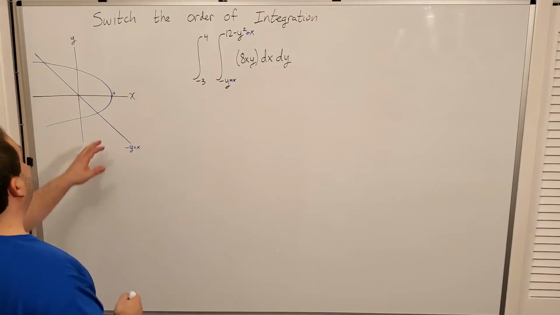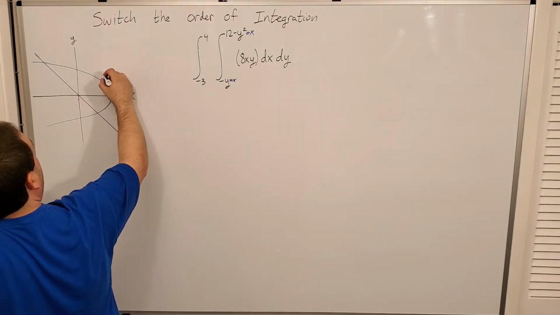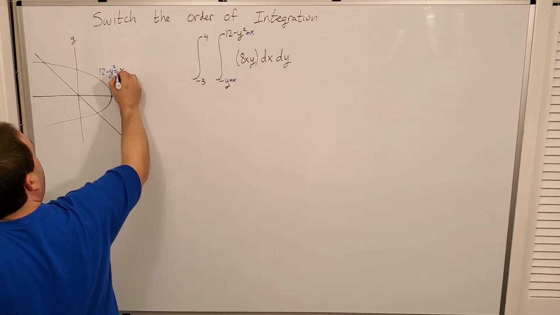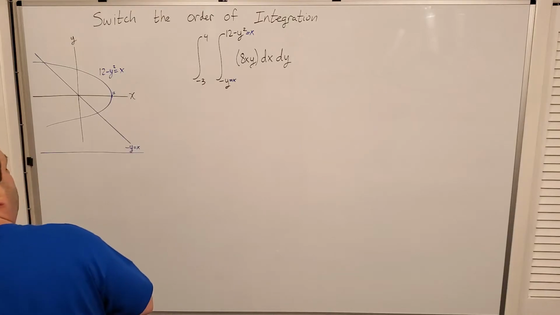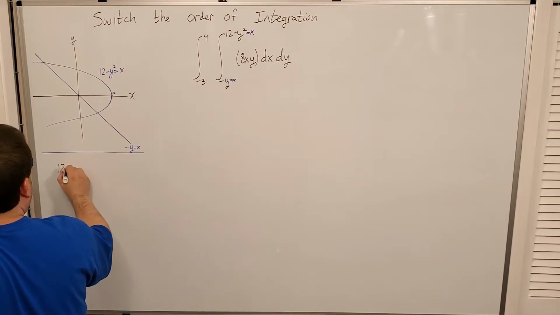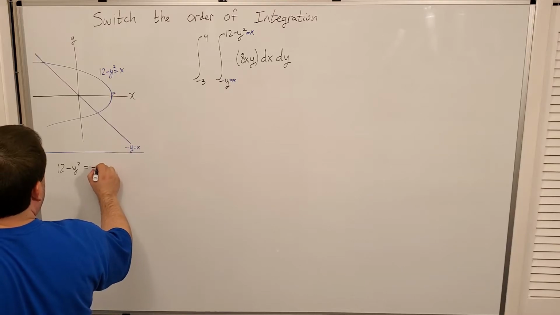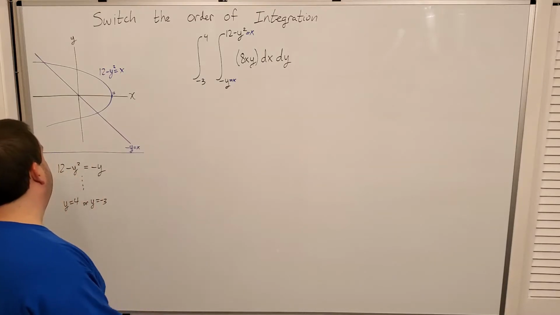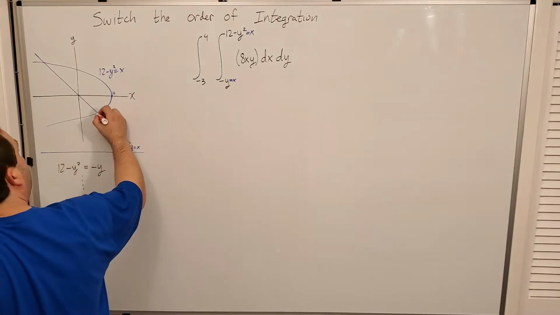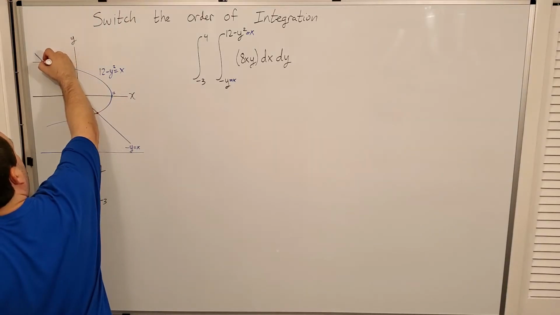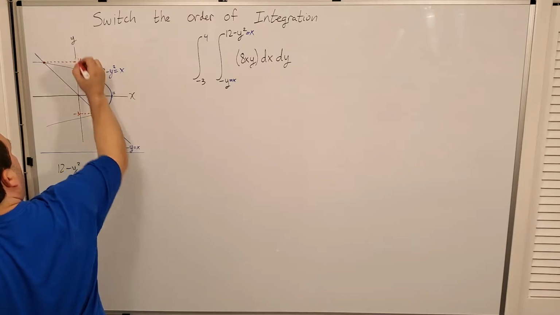All right, if you set these two curves equal to each other, by the way, you'll find out exactly why these two numbers are what they are. Like I was saying, if you set these two equal to each other, they're both equal to x: 12 minus y squared is equal to negative y. You'll find that when you solve this, y is either 4 or negative 3. So in other words, the points where they intersect are going to be negative 3 on the y-axis, and right here, this is going to be 4 on the y-axis.